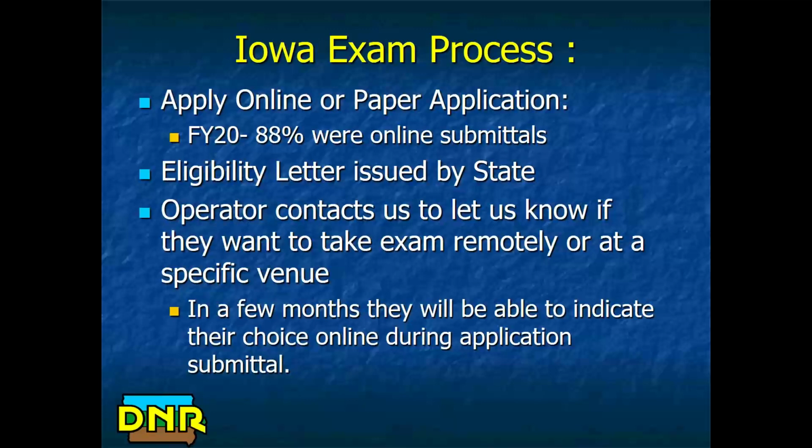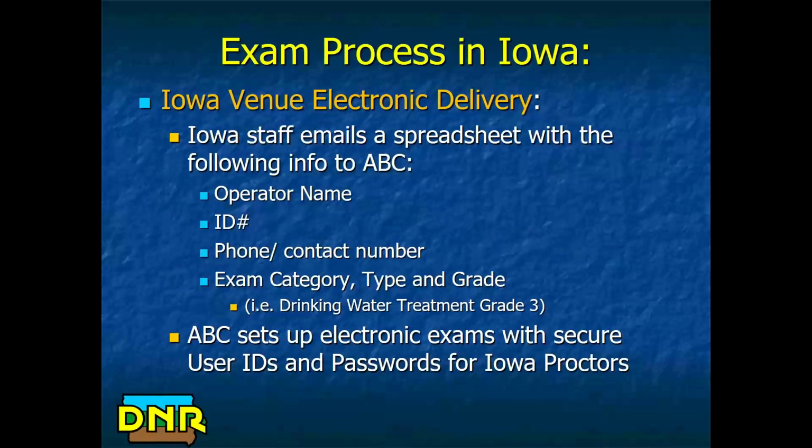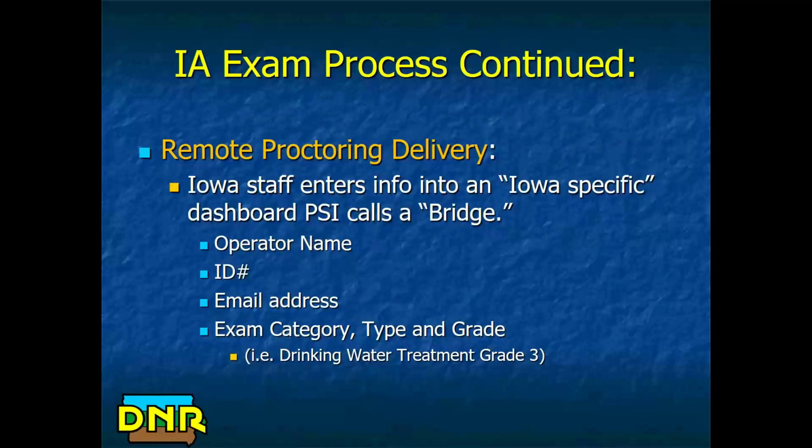If they want to take it at a specific venue, our traditional method, then we traditionally, and still in the future, would just send a spreadsheet with the operator's name, ID number, contact number, and exam that they want to take to ABC, and ABC sends us back secure user IDs and passwords for the Iowa proctors. However, if you want to take it remotely, then you let us know that you want to take it remotely.